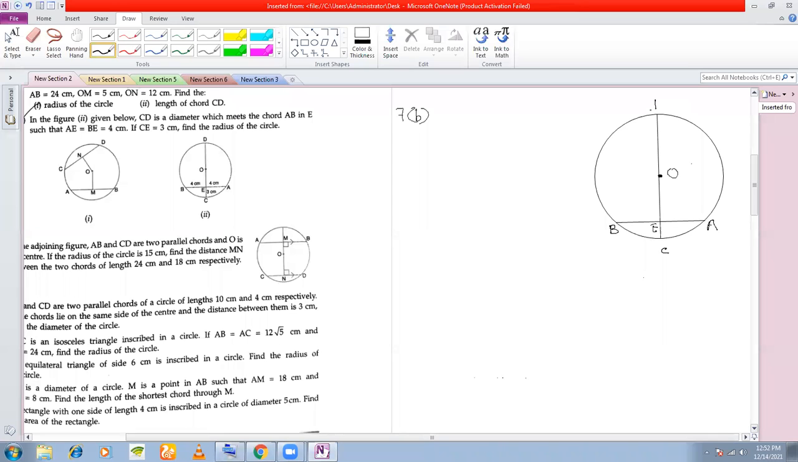This is the figure that is given to you. Okay. Now let's read the question. In the figure given below, CD is the diameter. Okay. Clearly it passes through the center. It has to be the diameter, which meets the chord AB in E.